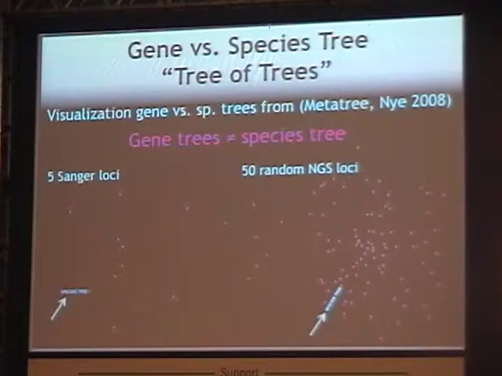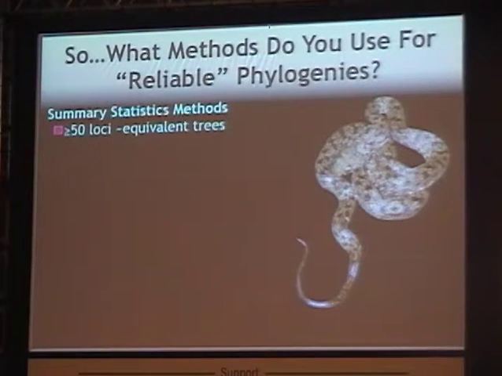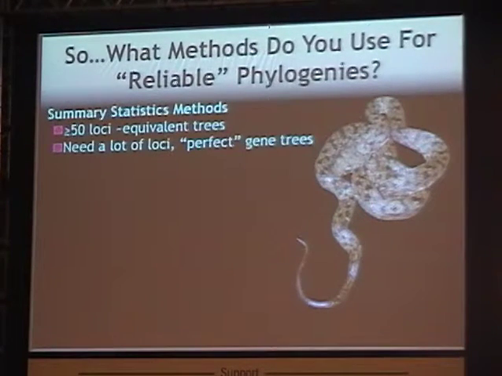So the gene trees, in this case, do not equal the species tree, no matter how many loci you have in there. So what methods do you want to use in order to make a reliable phylogeny? That's what we all really want to know. We want to know how many loci you need to do it. So for the summary methods, 50 loci or more, you're getting basically equivalent trees. You need a lot of loci to do that.